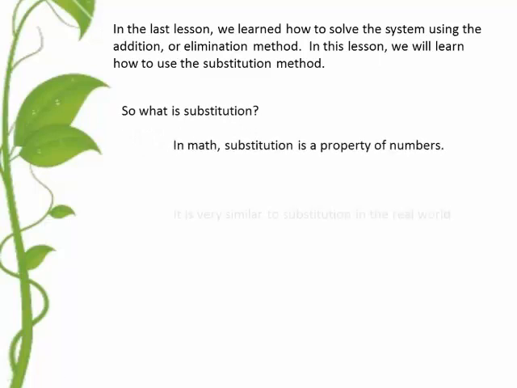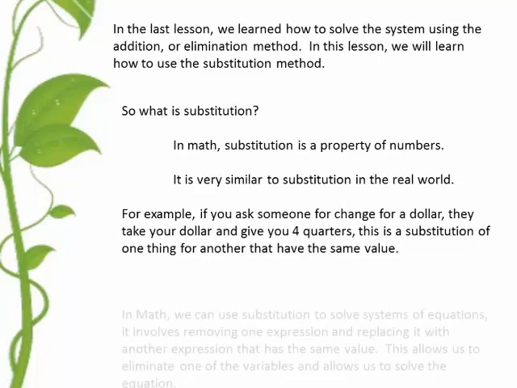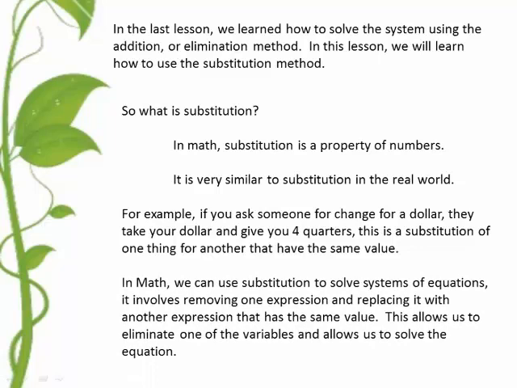Substitution is a property of numbers. It's very similar to substitution in the real world. So if we were to ask someone for change for a dollar, they take your dollar and give you 4 quarters. This is substitution of one thing for another, and both things have the same value. That's what allows you to substitute them. So in math, we can use this property to solve systems of equations. We remove one expression and we replace it with another that has the same value. And this allows us to eliminate one of the variables in a different way than we eliminated one before.